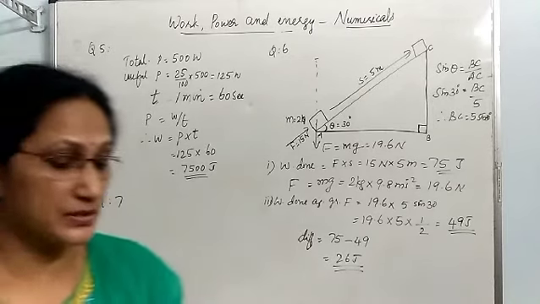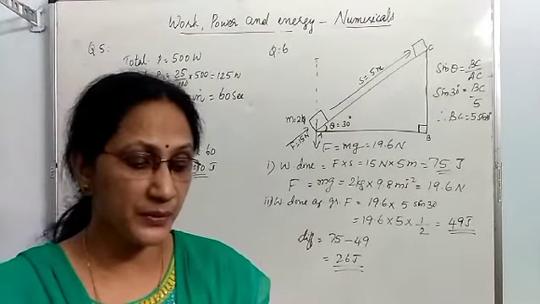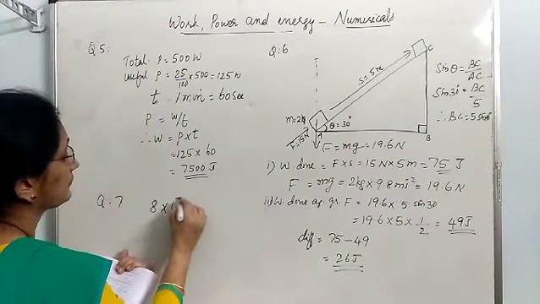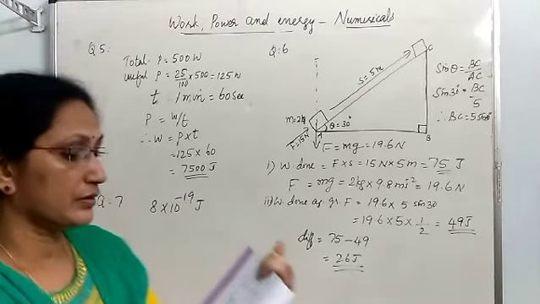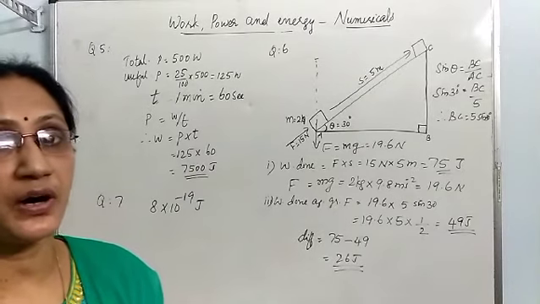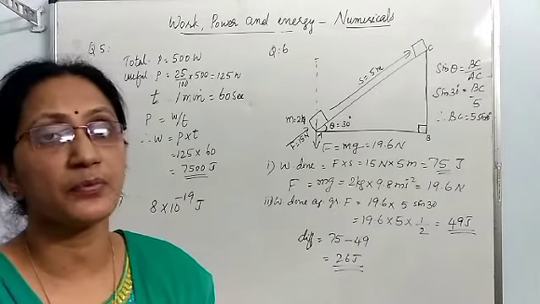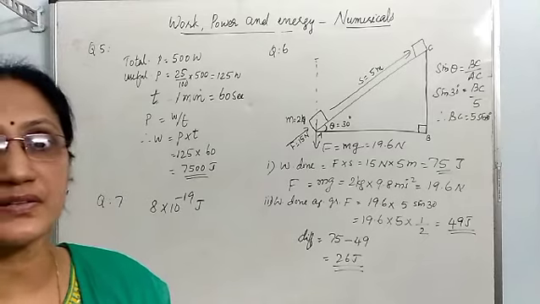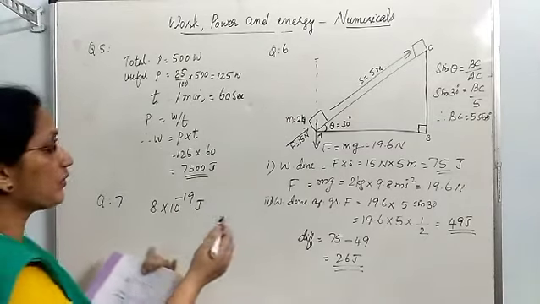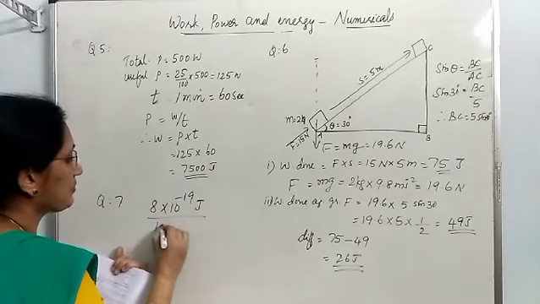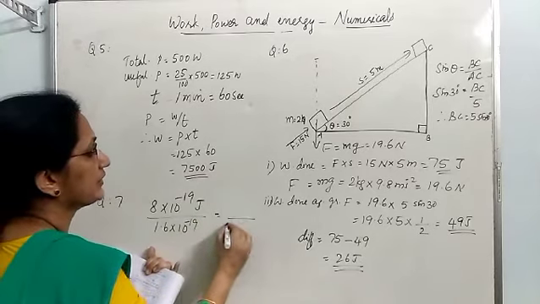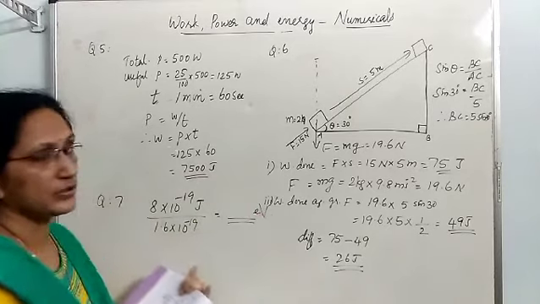I will read out the question. Express 8 into 10 to the power minus 19 joule in electron volt. In the previous part I told 1 electron volt is equal to 1.6 into 10 to the power minus 19 joule. So this number you have to convert into electron volt. So divide it with 1.6 into 10 to the power minus 19. Then you will get the answer in electron volt.